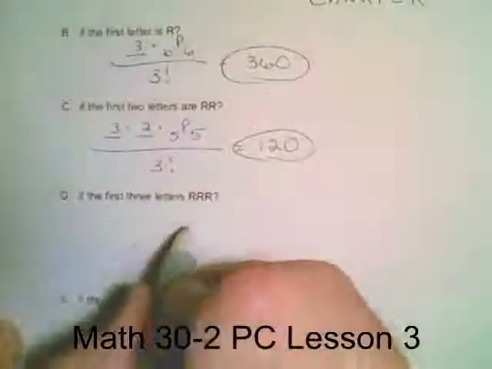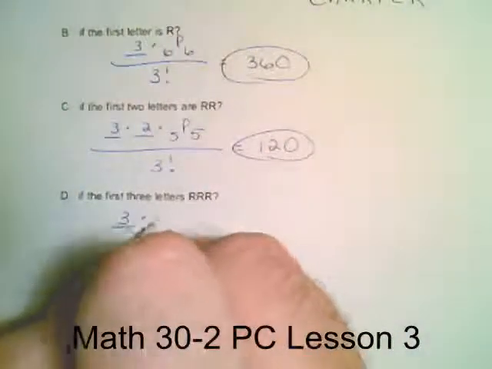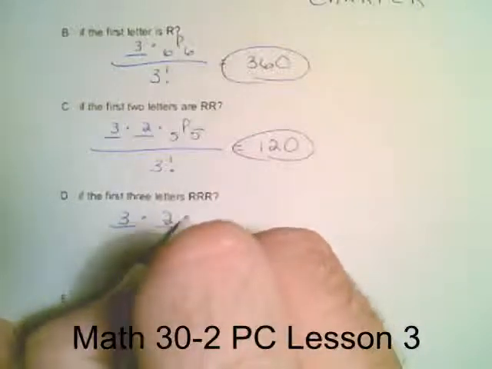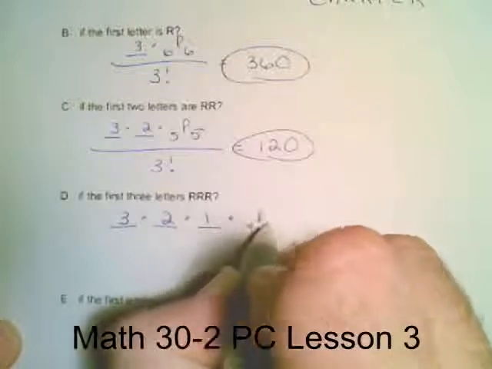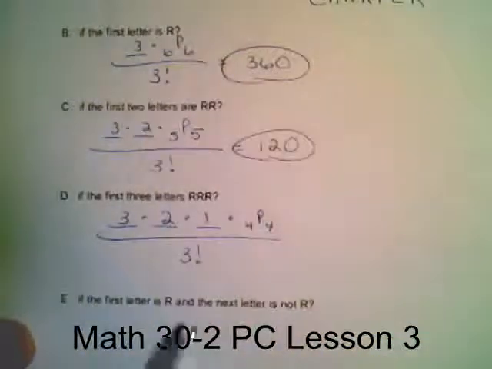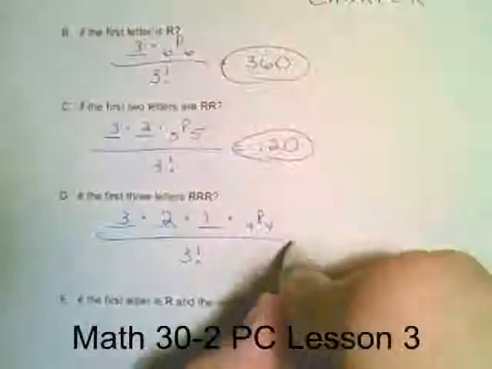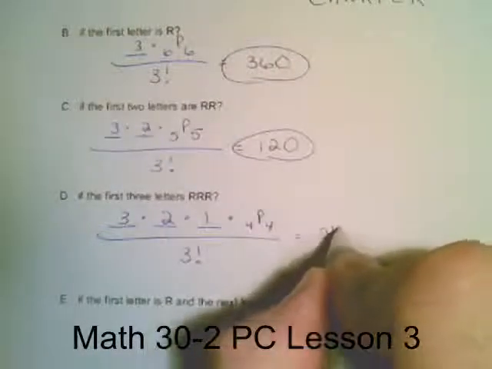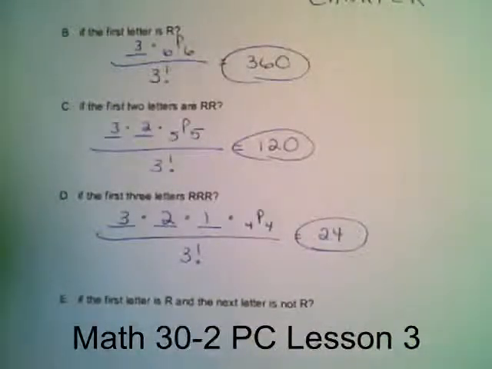Now I can just keep going with this idea. First 2 letters are R. In that case I've got the first letter, 3 choices, the second letter, 2 choices, and then 5 others to go. But I'm still dividing by the 3 factorial. If I work this out, 3 times 2 times 5 factorial divided by 3 factorial, I'm going to get 120. There are 120 arrangements for that.